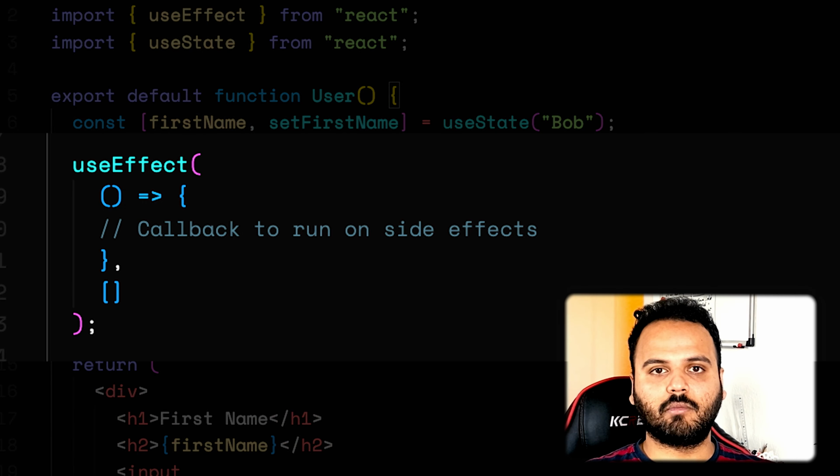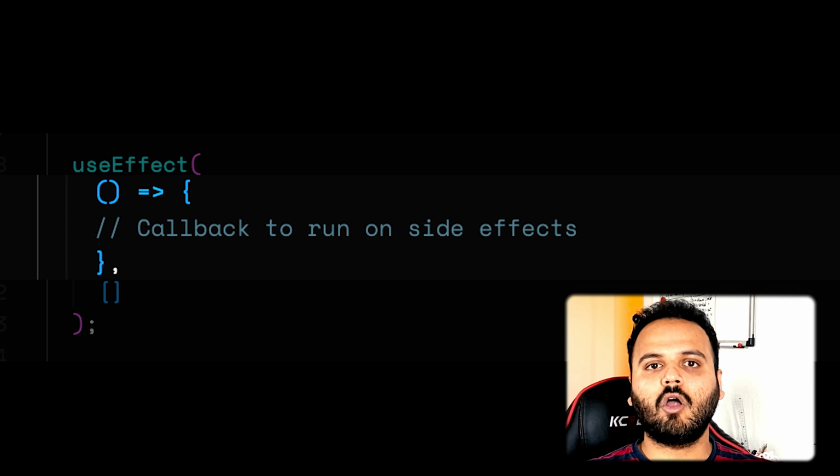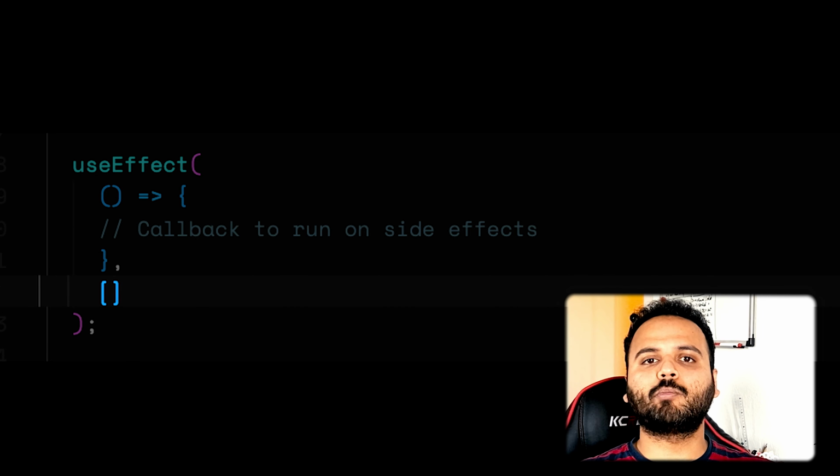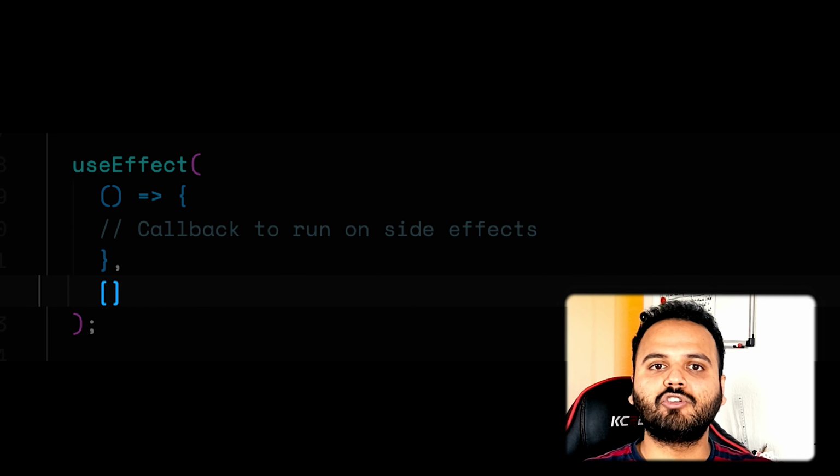useEffect takes two arguments: a function that needs to run on side effects, and a second optional dependency array argument which you can use to control the side effects by passing in the state or prop values.